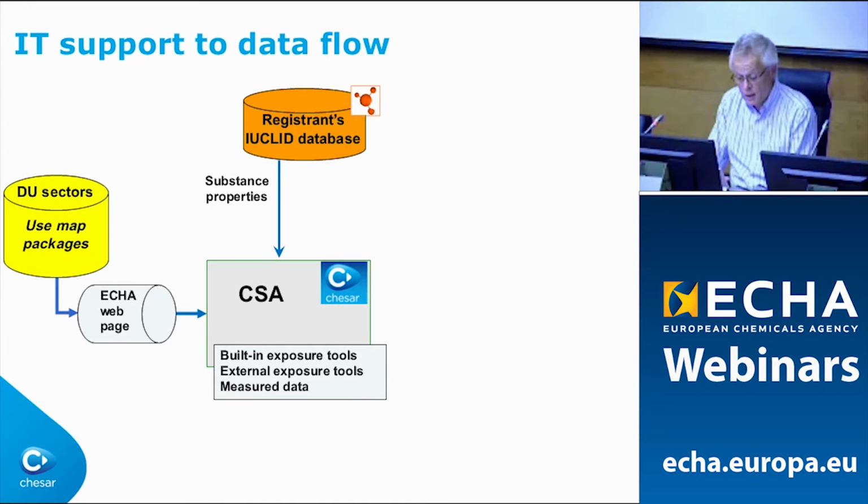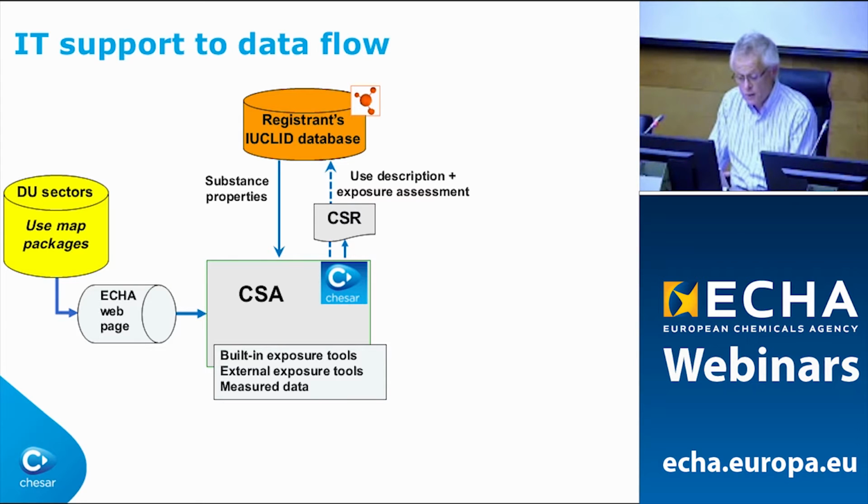And then Chesar brings plugged-in or built-in exposure tools, with which the exposure can be estimated based on the substance properties and the use information. The built-in tools are the two tools from the targeted risk assessment for workers and consumers, and for the environment it's EUSES. It is also possible to report assessments from external exposure tools and assessments based on measured data.